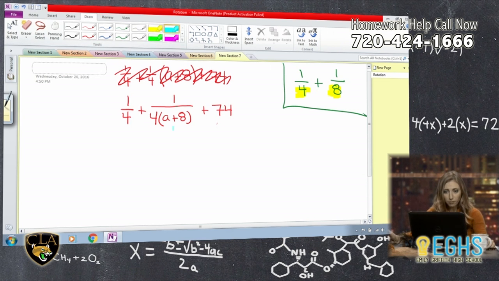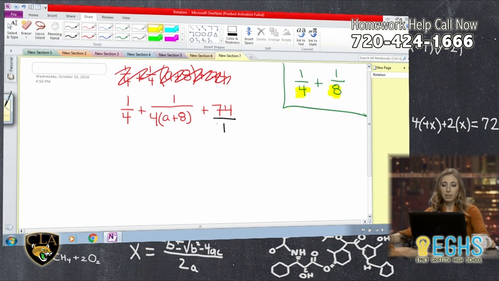So let's just start with the 74. This throws people off sometimes, as they wonder, that's not a fraction, so how can I get common denominators? Any whole number we can put over 1, because 74 divided by 1 still has the same value as 74. I'm not changing any value here, I'm just giving it a denominator.